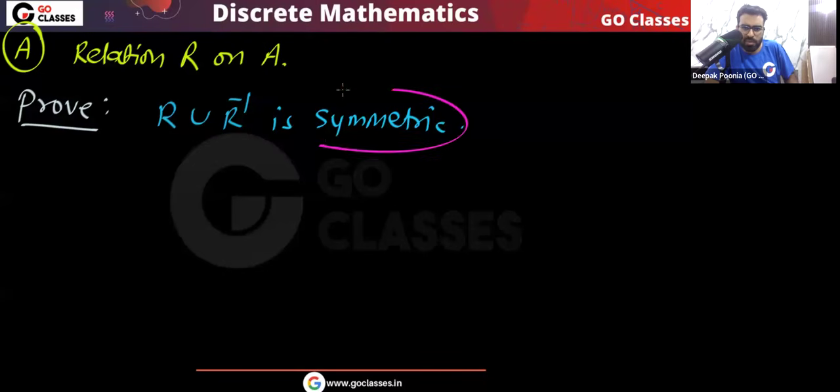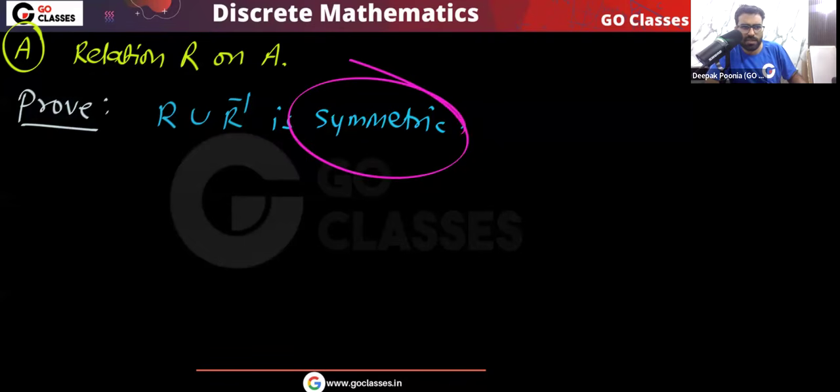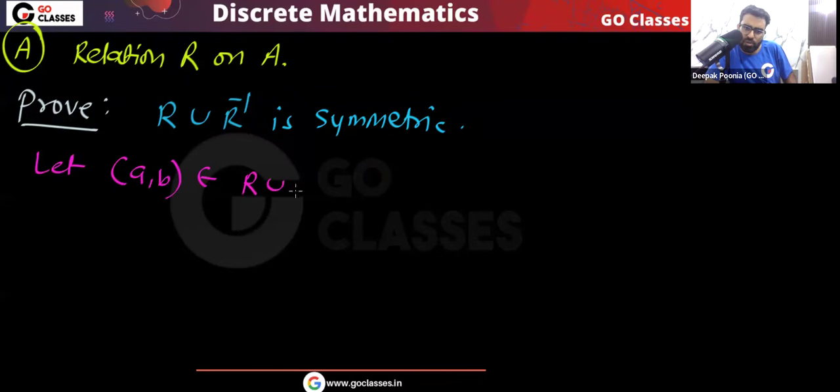What will be the starting point to prove whether a relation is symmetric or not? We have done a lot of practice. For any relation, if I want to prove it is symmetric or not, what is the starting point? You assume that the ordered pair (a, b) belongs to this relation, then you check whether (b, a) belongs to this relation or not. So let's assume that the ordered pair (a, b) belongs to R union R inverse, correct?